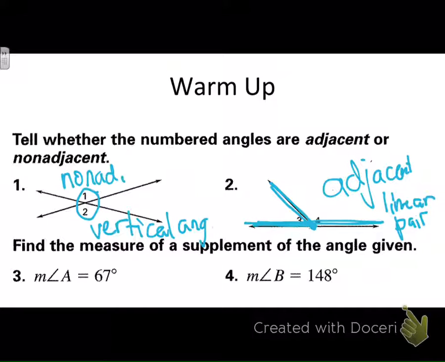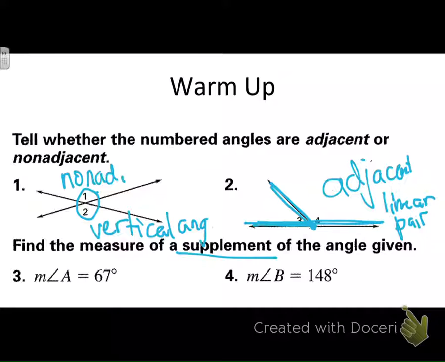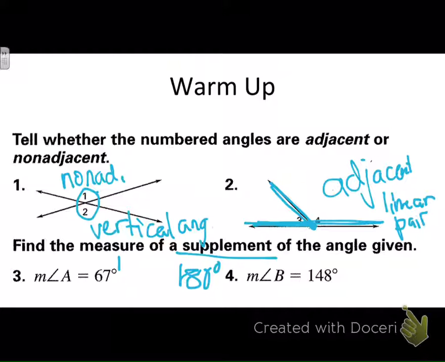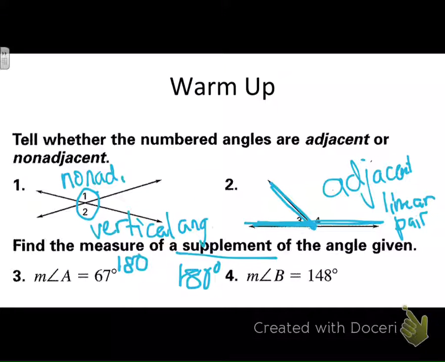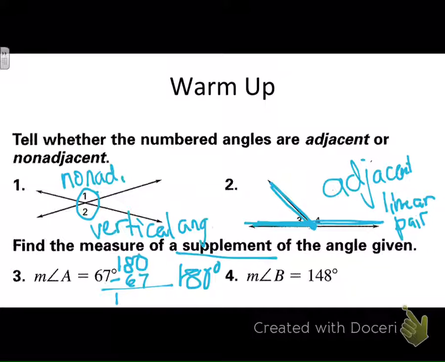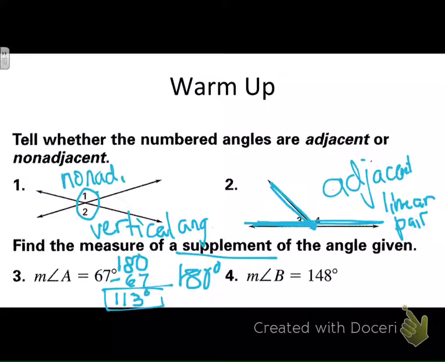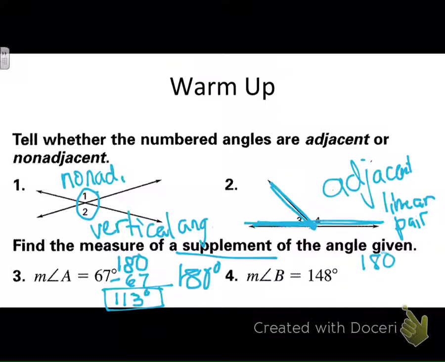Find the measure of a supplement. A supplement adds up to 180 degrees. Okay? So what we're going to do is take 180 and subtract 67. And that will give us the supplement, which is 113 degrees for this one. And for 4, we would take 180 minus 148, which would give us 32 degrees.